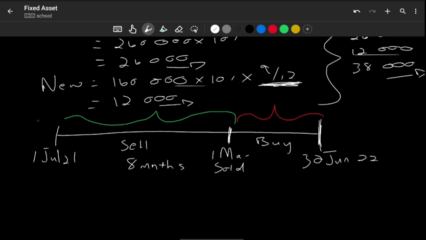Right? Let's count it. We include July, but we don't include March. Remember, it's the 1st of March. Right? So it's going to be July, August, September, October, November, December, January, February. And in February, you don't include March. Right? So how do we calculate it?